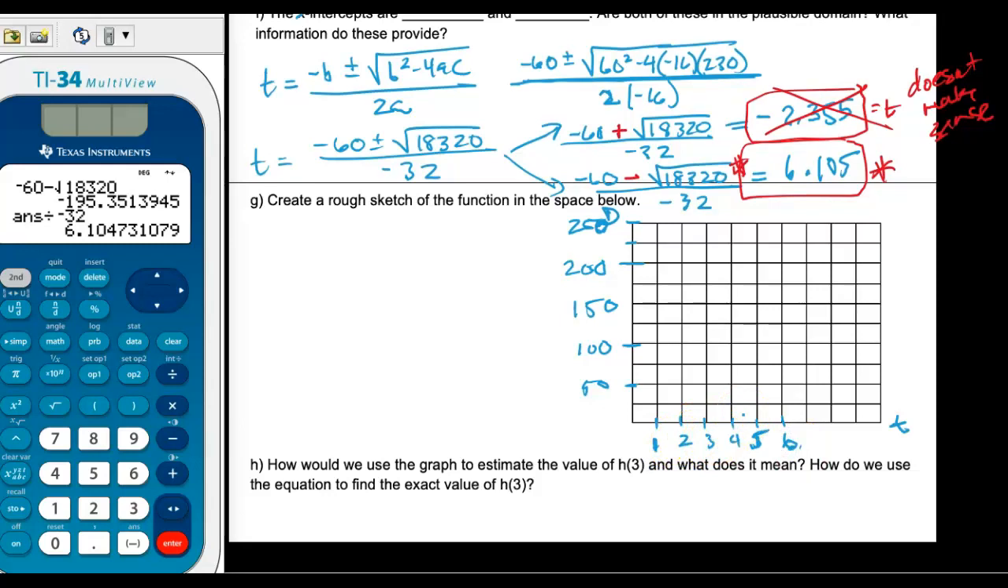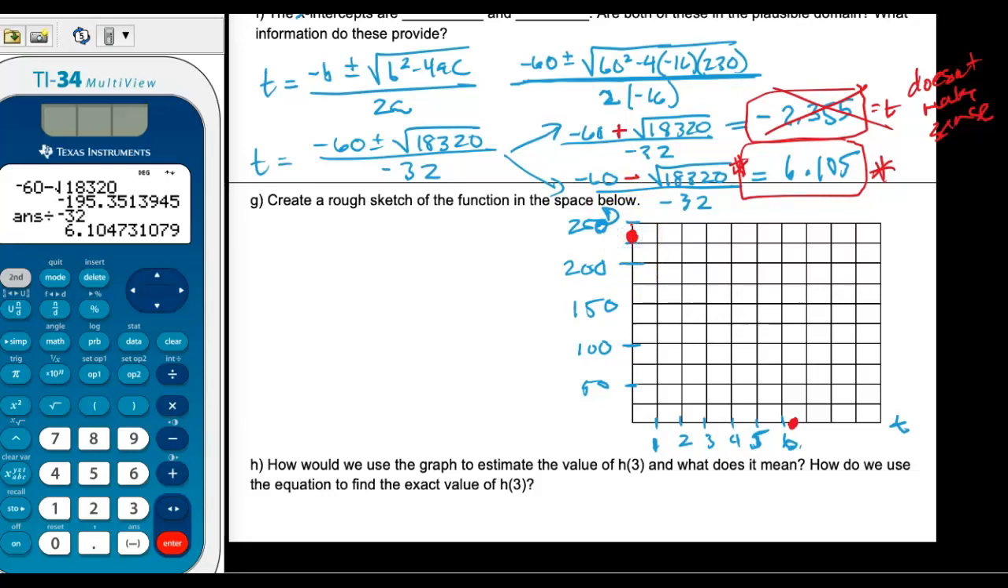And so now let's plot what we know. We know that the t-intercept is 6.105, so a little bit more than 6. That's the t-intercept, which is right here. We know that the d-intercept, the y-intercept, or where the ball starts, is 230. So 250 is right there. There's 225, looks like about right there.